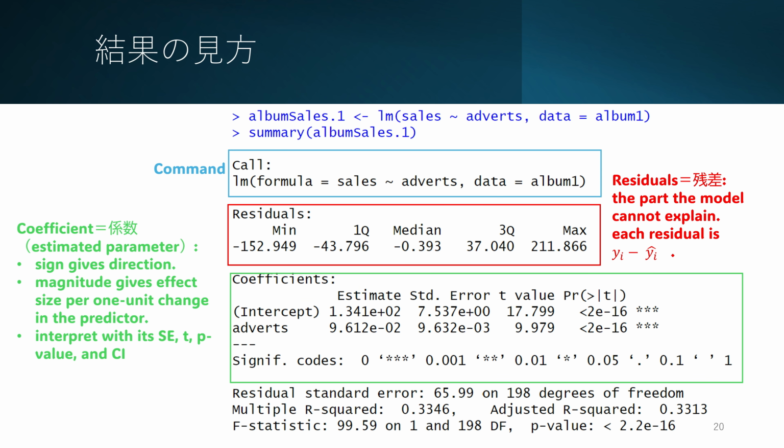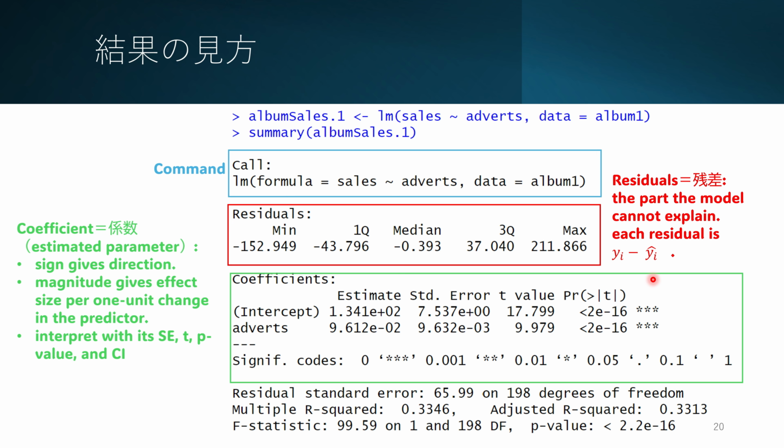I would like to check the result from the slide. Sorry, this is the Japanese. This is how to check the result in English. This is a command for lm: formula equals sales, independent variable is advert and dependent variable is sales, and data is urban1. This is the meaning of the command, and this is the residuals.